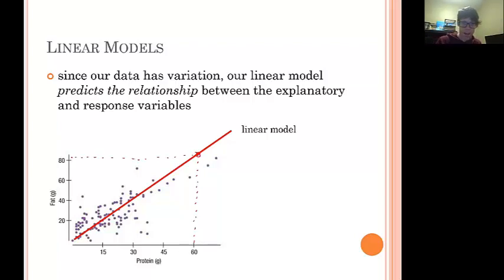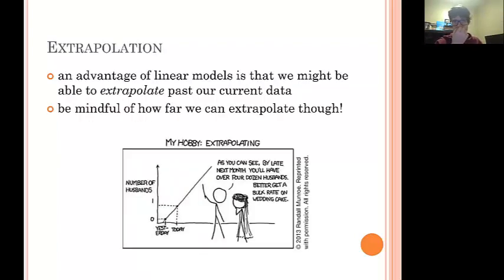So for instance, I might expect the fat level in this burger to be about 80 grams if I see about 60 grams of protein. This is the whole point of the linear model, the ability to extrapolate to a certain extent, and to make some guesses for future data or for current data. That's what this slide is trying to explain. This is the real advantage, the real reason why we want to use some kind of best fit model, because if it explains the data very well, then it allows us to make some of this extrapolation happen.